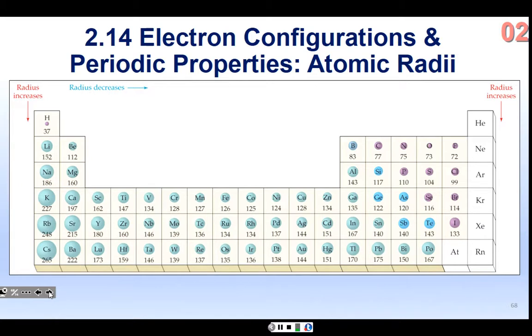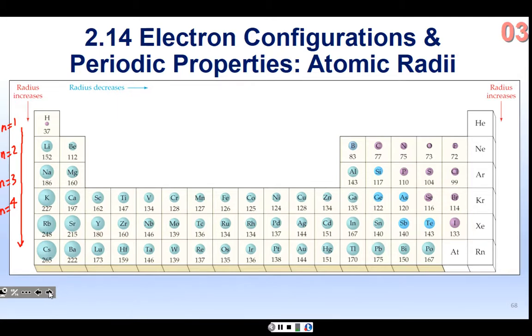So the radius is going to increase, if you look at the left side of the chart, as you progress down a column in the periodic table. Well, this makes sense because here you have only one shell, and here you have two shells, and each shell is successively larger and a greater distance from the nucleus. So it makes sense that larger is going to result as you add shells to the atom.